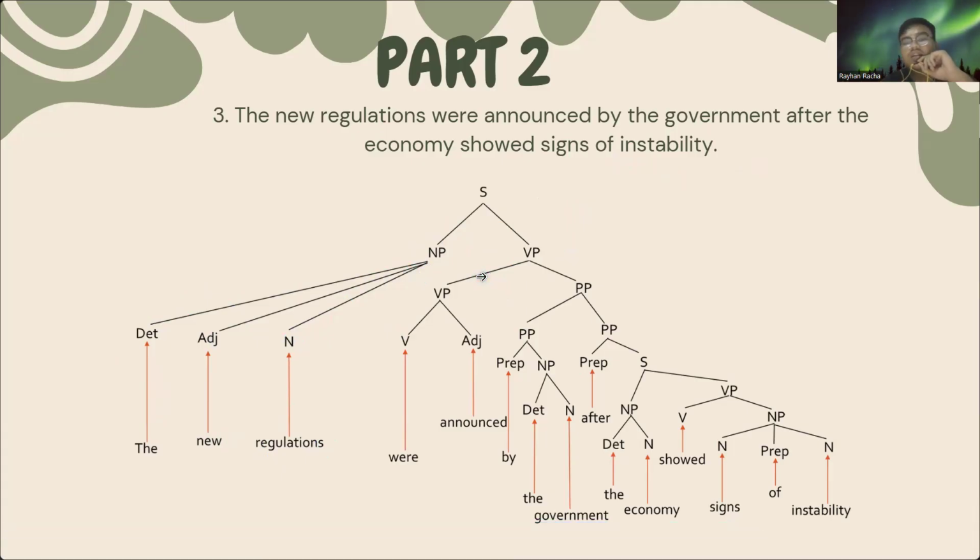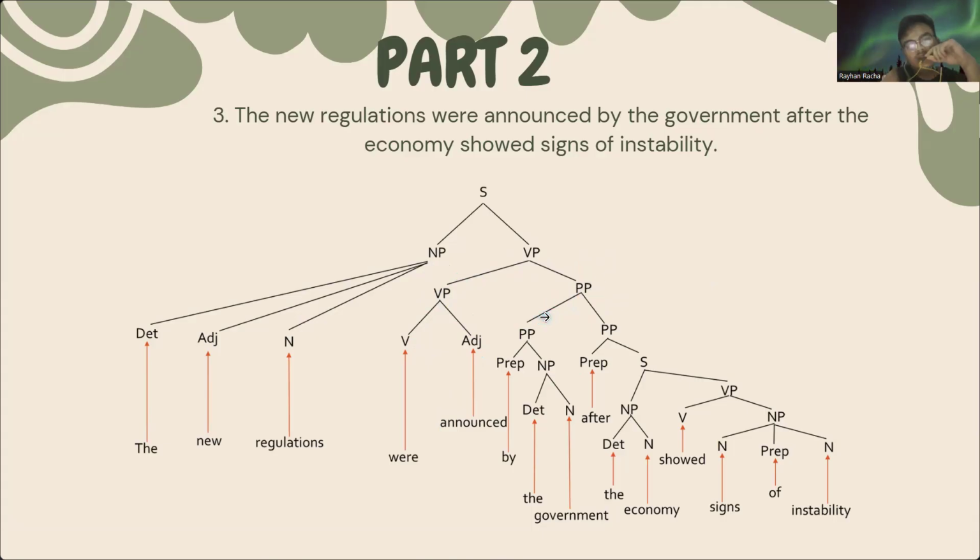So the next one is a verb phrase, which we divide into another verb phrase and another prepositional phrase. Well, we will be starting at the verb phrase first. We have the verb itself with the word were, and also an adjective with the word announced. So we're moving on into the prepositional phrase. In this prepositional phrase, this prepositional phrase can be divided into another two prepositional phrases.